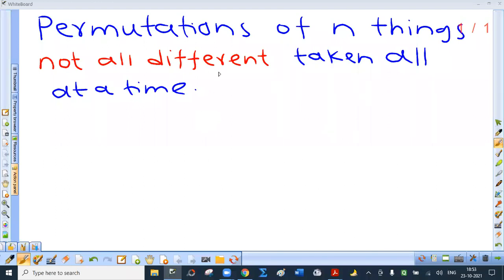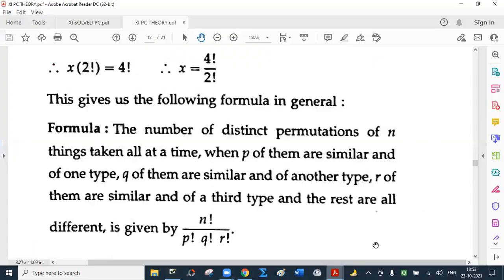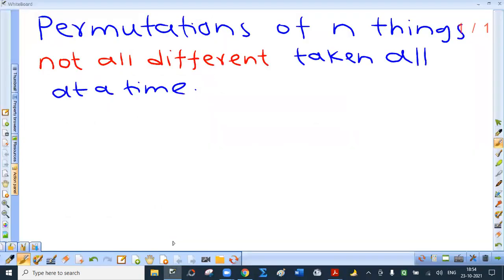Now the next interesting part is permutations of n things, not all different, but taken all at a time. The number of distinct permutations of n things taken all at a time when p of them are similar and of one type, q of them are similar and of another type, r of them are similar and of a third type, and the rest are all different is given by n factorial upon p factorial into q factorial into r factorial. I'll explain the logic.